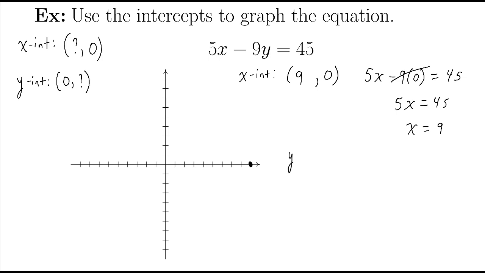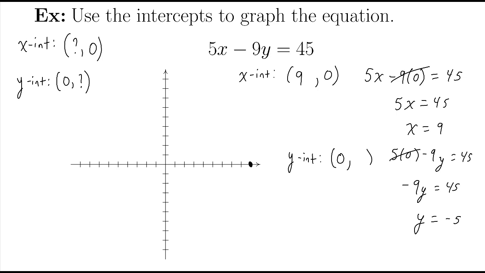Let's find the y-intercept. Remember, the y-intercept is when x is 0. So 5 times 0 minus 9 times y equals 45. 5 times 0 cancels out. That's negative 9y equals 45. Dividing both sides by negative 9, I have y equal to negative 5. 45 divided by negative 9 is negative 5. So my y-intercept is at 0, 1, 2, 3, 4, 5 down.